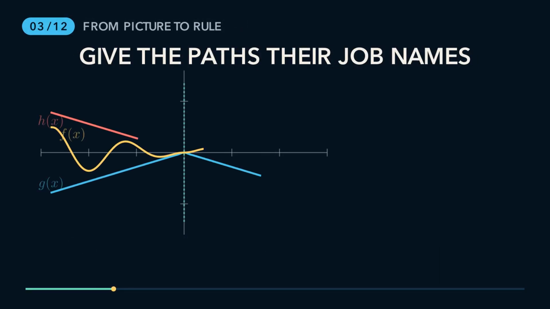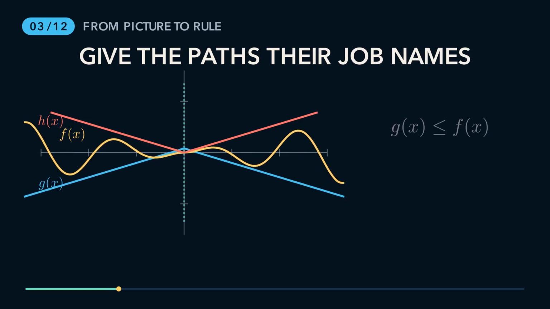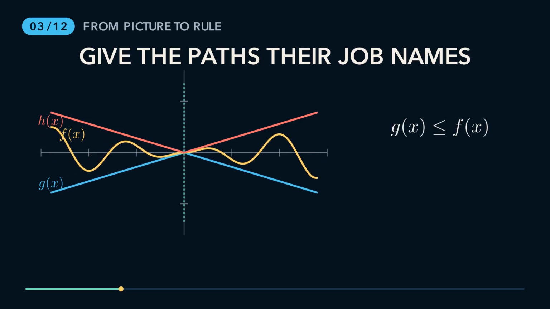Call the blue lower path g of x, the yellow middle path f of x, and the coral upper path h of x. Near an input called A, the blue path stays below the yellow path. At the same time, the yellow path stays below the coral path. That is the visible meaning of g of x less than or equal to f of x less than or equal to h of x.